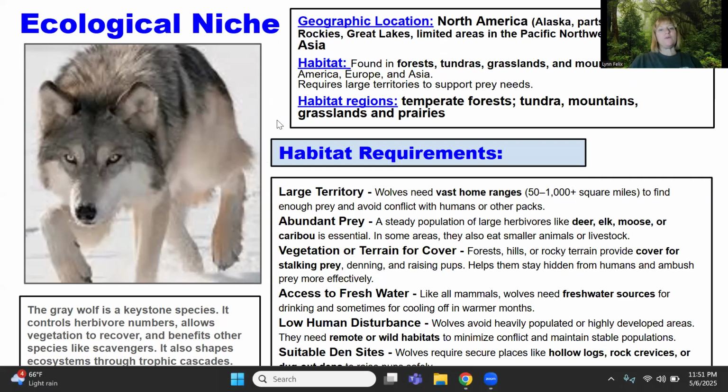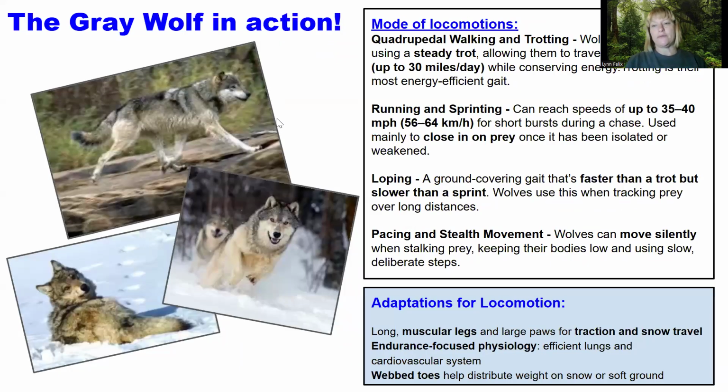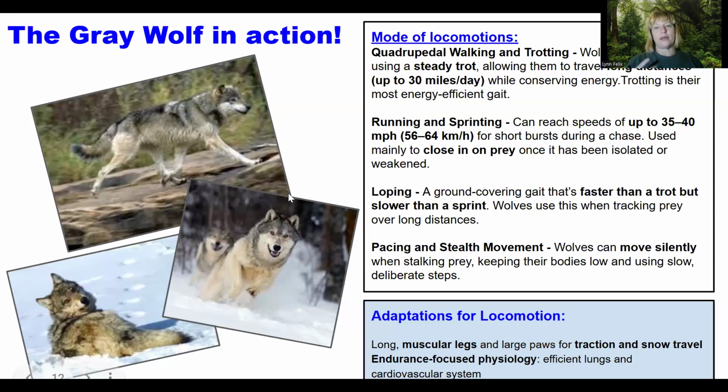All right, so the gray wolf in action, modes of locomotion for the gray wolf. I put some cool pictures there of them moving and grooving. So we see here that they are quadrupedal. They're walking and trotting. Wolves typically move using a steady trot, allowing them to travel distances of up to 30 miles a day while conserving energy. So trotting is their most efficient gait that they have.